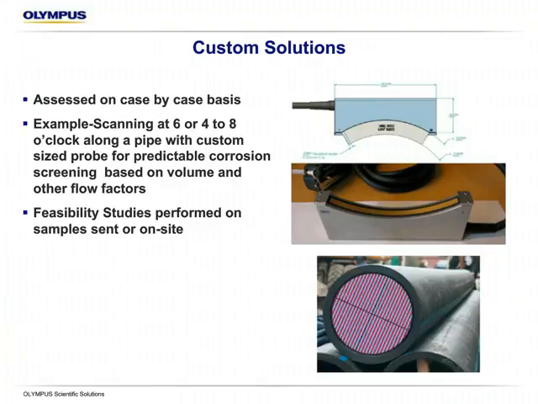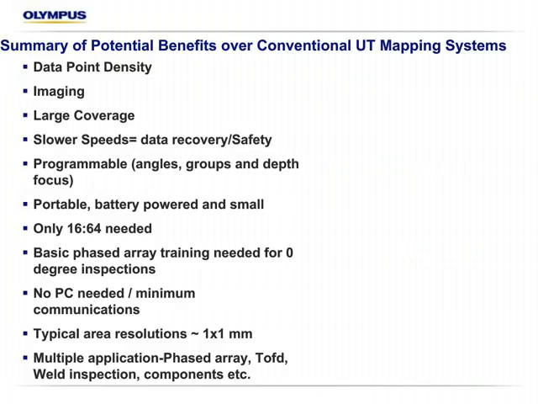Custom solutions, we always take those on as well. We're able to do things like curved large probes to cover certain areas of a pipe. If you know there's one area of the pipe because of the product that flows through it, we've done some custom solutions that will fit that need for customers. We do offer feasibility studies, application studies, and a lot of our technical sales staff as well can look at applications when they come to visit you.